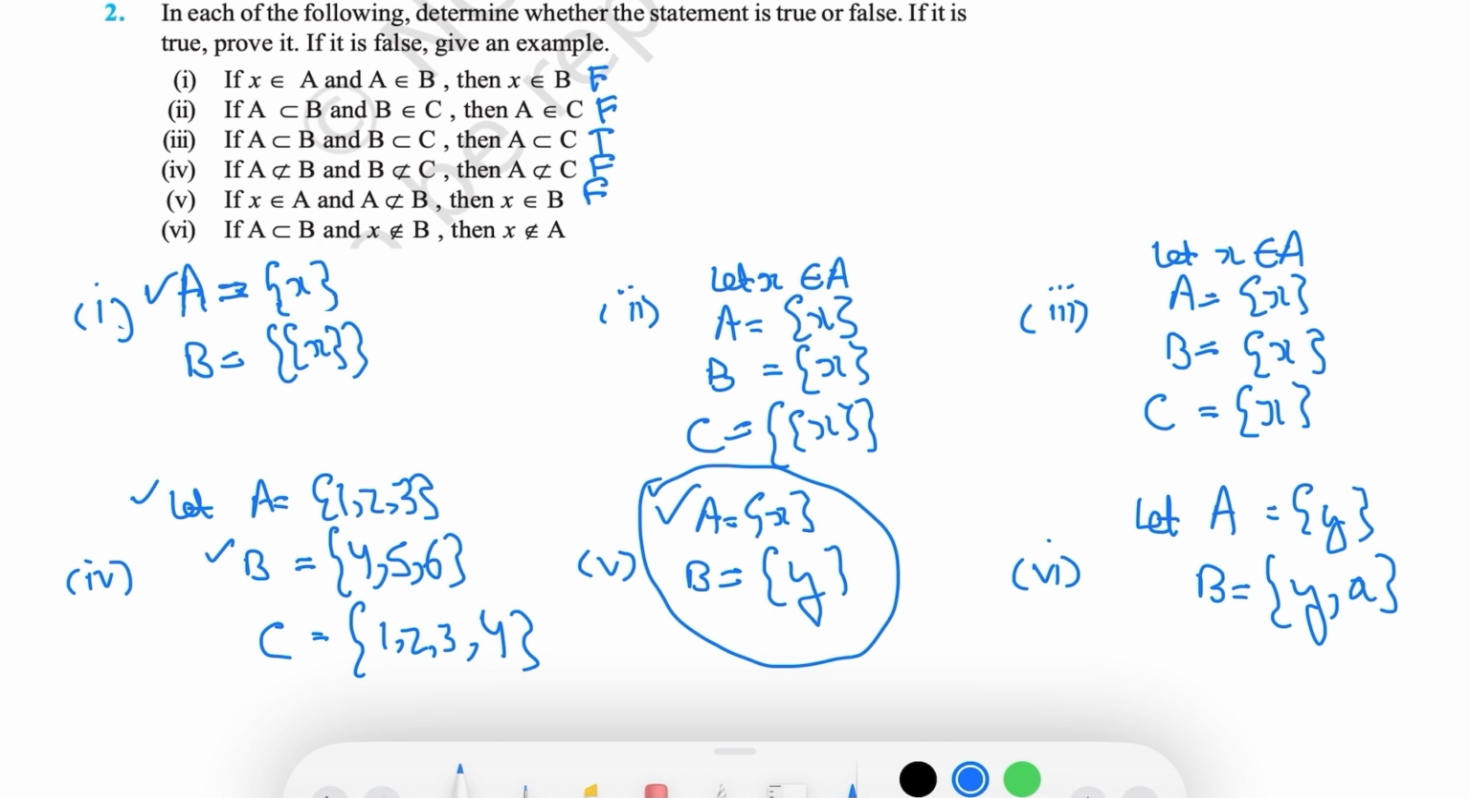Moving on to the sixth part, if A is a subset of B and X does not belong to B, then X does not belong to A. Let A is equal to Y. A is a subset of B, that means every element of A is in B. So we have taken Y here in A, so Y is in B also. Then X does not belong to A. This is true.